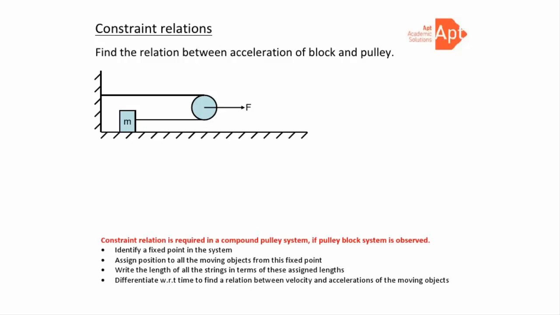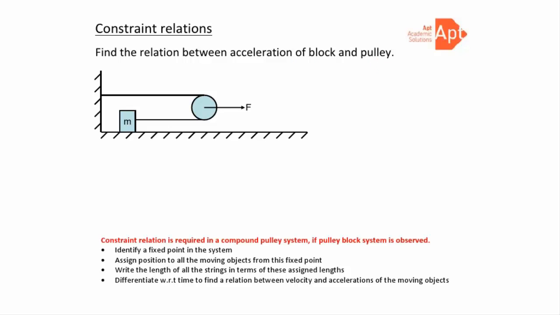So why are we calling it constraint relations? Because we are taking the length of the string as constant, which is a constraint. Let's say in this question, this is an ideal string. One end of the string is fixed to the wall. This is an ideal pulley, that is, the pulley is massless, frictionless, and smooth. The other end of the string is tied to a block which is kept on a frictionless surface. The pulley is pulled with a force F. We have to find the relation between the acceleration of the block and the pulley, and also their magnitudes.